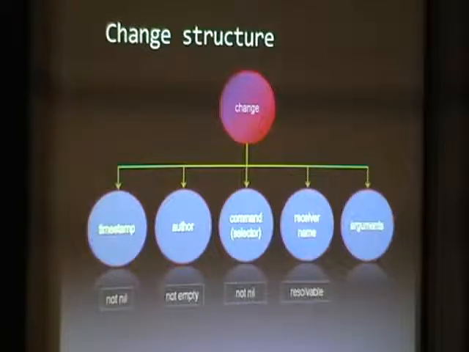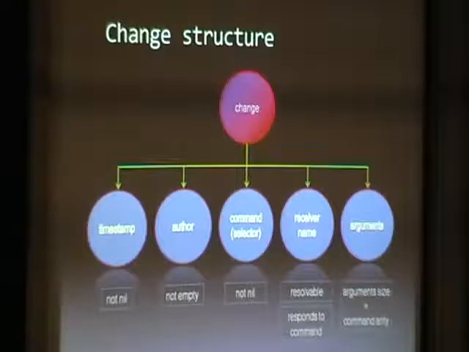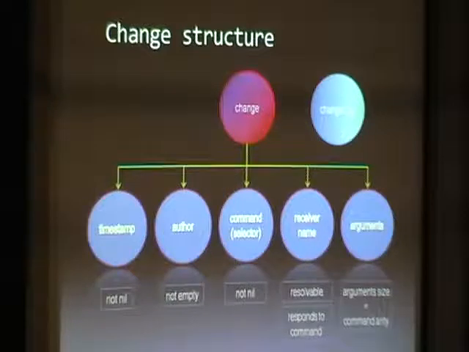The name of the receiver can be resolved into the actual object, and that receiver, once resolved, can respond to the command or the selector. And we have the required number of arguments. This is a change that validates. Okay? And we will associate a rechange to the change log to give the change some context in order to replay it later.